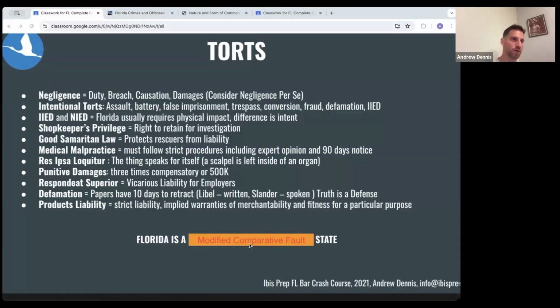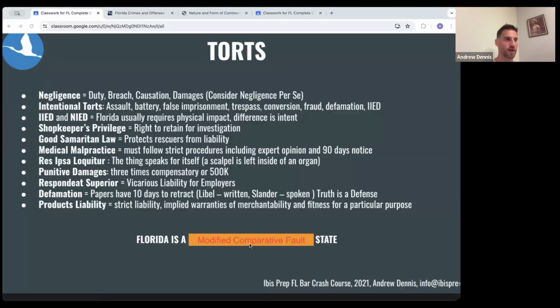So libel is written or published, and slander is spoken, and you should want to argue for slander per se, which would be crimes of moral turpitude, loathsome disease, a woman's chastity, or about a business, and distinguish between the private and the public plaintiff. The private plaintiff, you just need to prove negligence, whereas the public plaintiff, you need to prove actual malice. And then remember, truth is a defense to defamation.